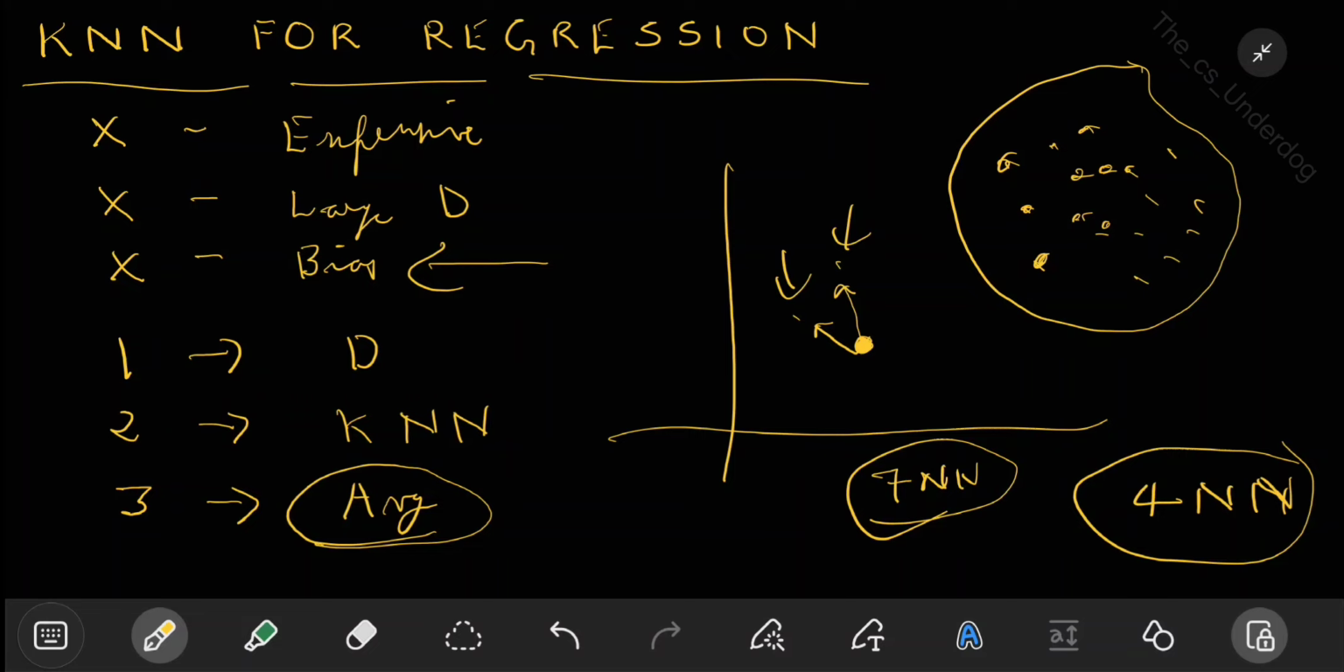Otherwise, this is a very simple technique and very similar to the KNN classifier. The only difference is that in the final step, you are taking average instead of doing a majority voting.